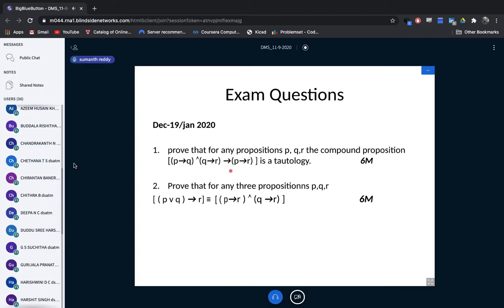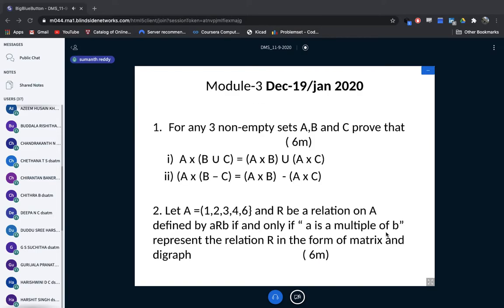Now if you see the second question, in the last class also I told you, since he is asking you to prove this LHS is logically equivalent to RHS, either you can prove this using the truth table or you can use laws of logic. Both are correct. This question he has asked for 6 marks. Next, this is module number 3.